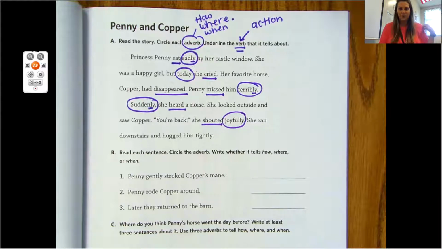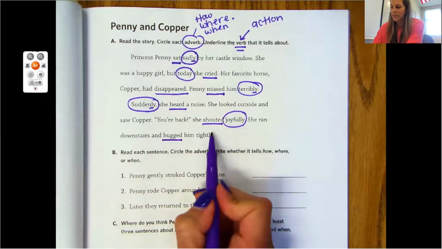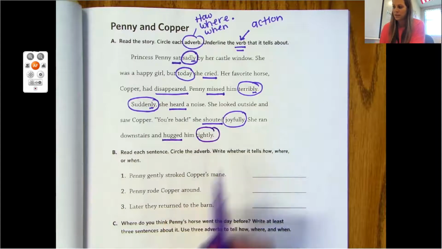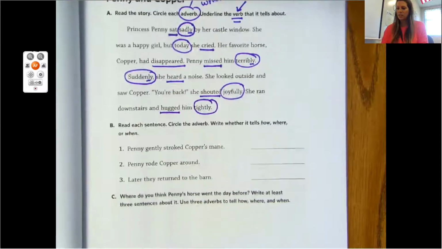She ran downstairs and hugged him tightly. What do you think? Well, hugged is our action, right? And tightly describes it. What do you think? All right. How do you feel about it? Pretty good? Let's look at the next part.